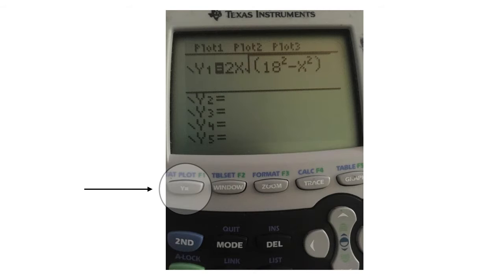For part 2, you will need to plug the equation into your calculator. Hit the button Y equals in the top left corner and plug in the equation using x for h. So y equals 2x times the square root of the quantity 18 squared minus x squared.